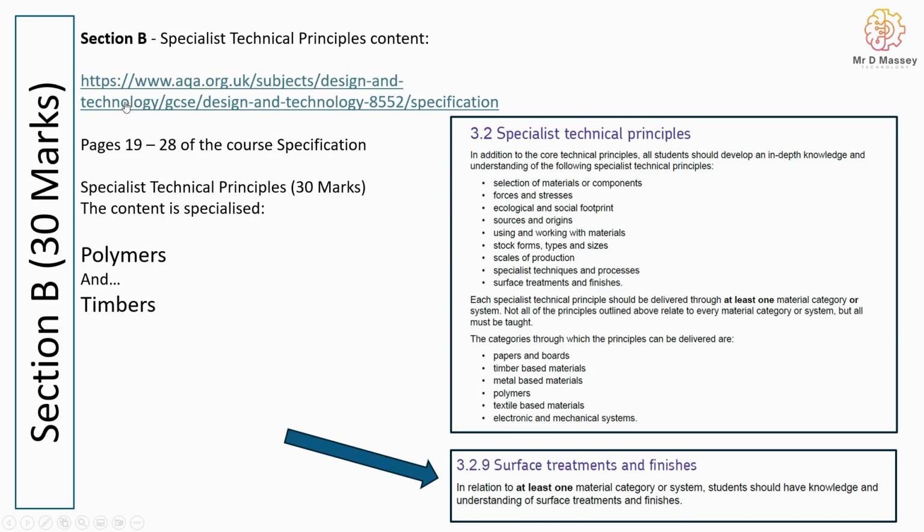Again, on the course specification, we can go to pages 19 to 28 to have a look at the content that's required. And I've dropped a couple of screenshots here just to explain it a little bit to you. So this is an overview of section B content. And then if you go to the detailed section, so 3 to 9, which is surface treatments and finishes, they all say this in relation to at least one material category or system. So when it says at least one, it's talking about the polymers or timbers.